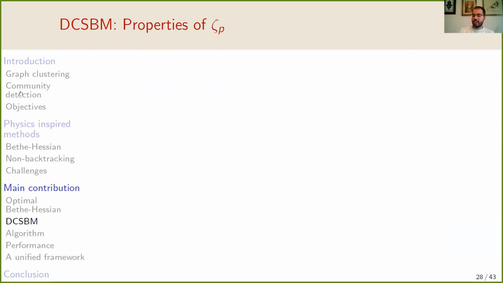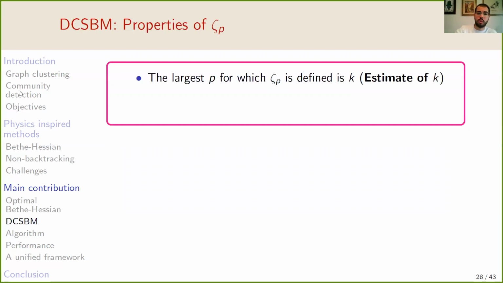Now, everything I said so far is true for any graph, but we can go a bit further considering the DCSBM assumption. First of all, the largest p for which zeta p is defined is k, and this allows us to estimate the value of k. In the earliest example, we had a graph with 4 communities. Zeta 4 was defined, zeta 5 was not.